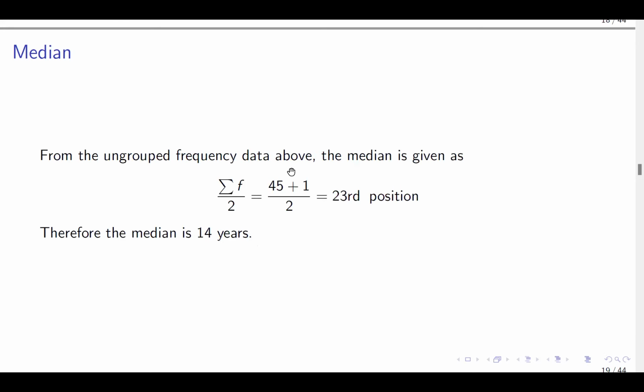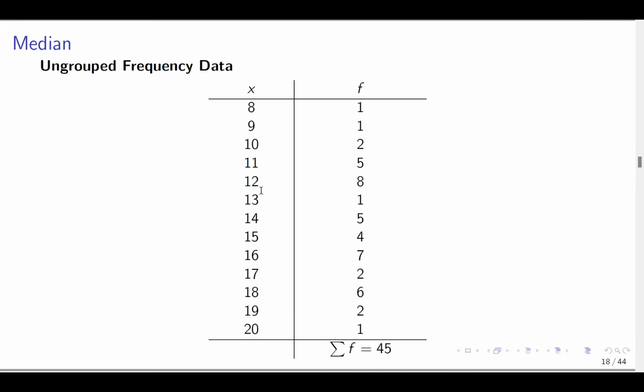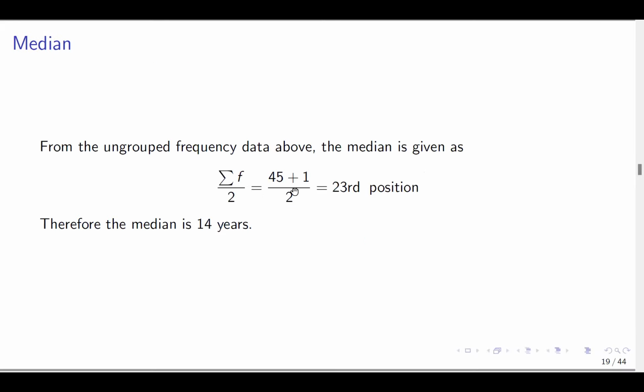So for the ungrouped frequency data, once again, to find the median, you will need to know the total data count, which we have here. Summation of the frequency is 45. You add 1, divide by 2, and 46 divided by 2 is 23. So the median is the number in the 23rd position of your data set.